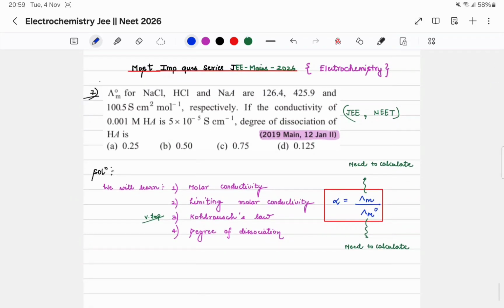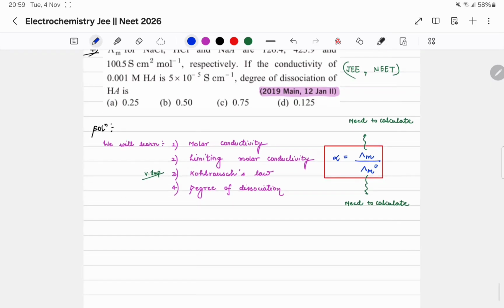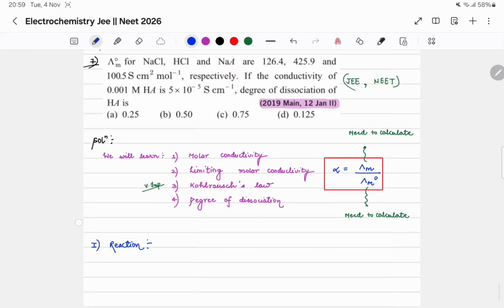For that we need to understand, is there any reaction we can write based on these compounds 1, 2, 3 and one more, HA? As you know, we have to calculate the degree of dissociation of HA, so we need to calculate the limiting molar conductivity of HA only. So for that, let's write the reaction. If you understand the reaction, the question is easy, that's it, because you will get confused in the reaction part only.